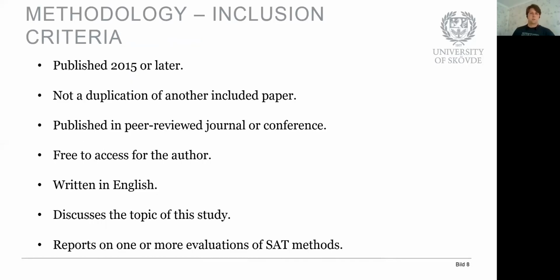I expressed some inclusion criteria, so I wanted to include papers published in 2015 or later to focus on the recent research. It should be peer-reviewed and published in a conference or journal. It should be free to access for me. It should be written in English. I suppose Swedish would also have been okay. It should be on the topic of the study, and most importantly, it should report on one or more evaluations of security and awareness training methods.